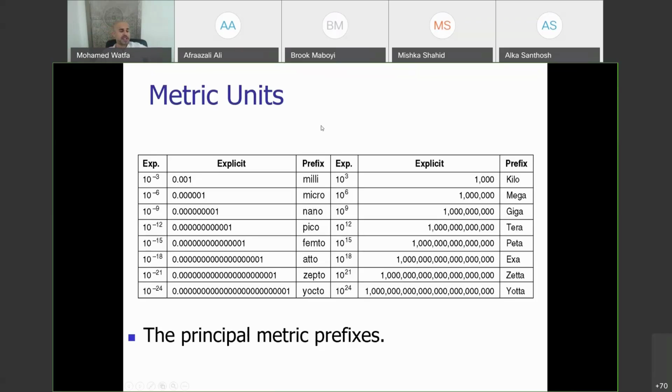Okay, so before we start, let's make sure we know the metric units. So again, we can go up or go down. Very important: milli, micro, nano, pico, femto, atto, zepto, yocto. It sounds like Chinese when we come here, but cool. So you could see 10 to the power minus 3. As I'm going down, I'm dividing.